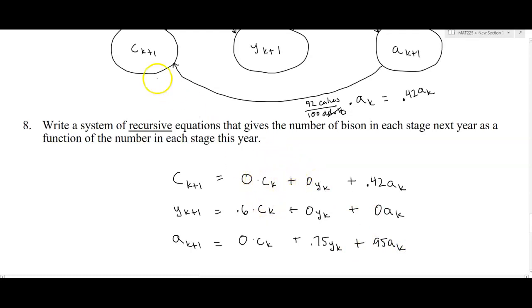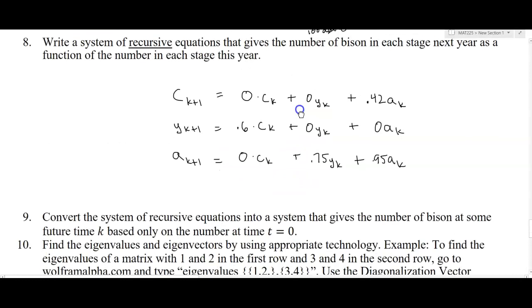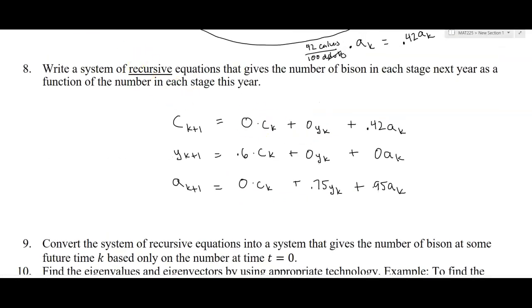Now you can hopefully see what our coefficient matrix is going to be here. Short of writing it out, we're going to be able to see that the A matrix, in this case the transition matrix, will be 0, 0, 0.42, 0.6, 0, 0, and 0, 0.75, 0.95. So as you guessed it, now we're going to look at the eigenvalues and eigenvectors.